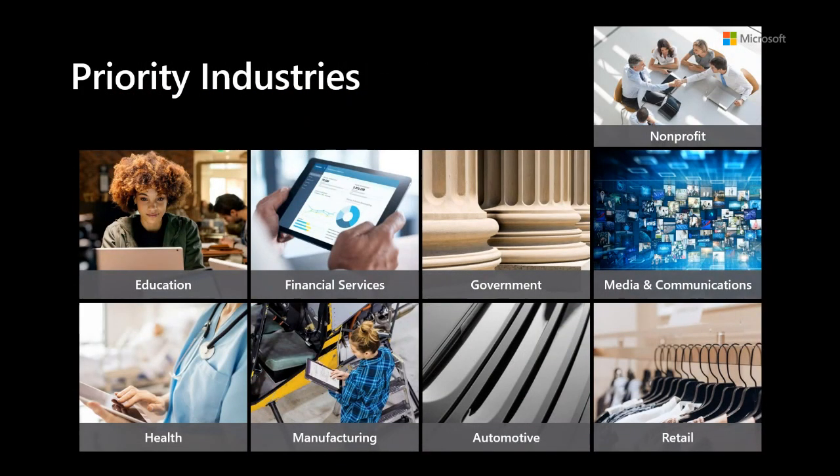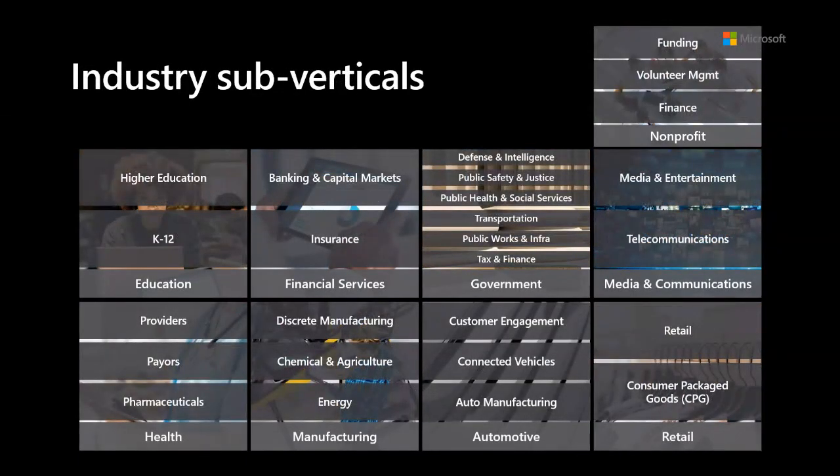When we talk about industries, because I've mentioned how we take these schemas and we go into specific industry verticals, Microsoft really has 9 priority industries that we concentrate on. And I've listed out the 9 here. They are nonprofit, education, financial services, government, media and communications, health, manufacturing, automotive, and retail. And these are all very high level industries, right? But within any industry, there's actually different components. One data model really isn't going to span an entire industry. So when we're looking at data models and we're focusing in specific industries, we actually go into sub verticals.